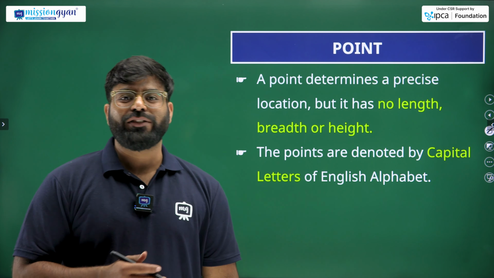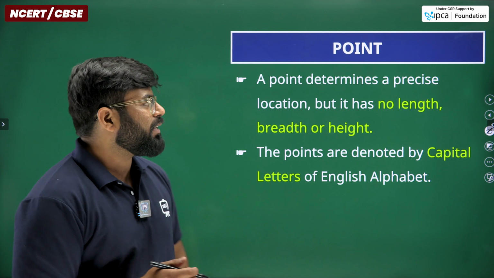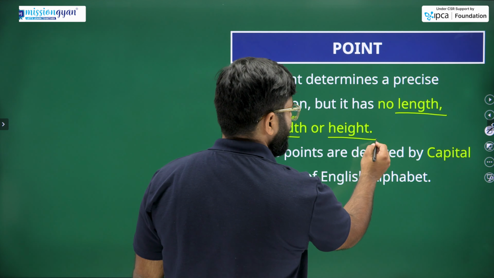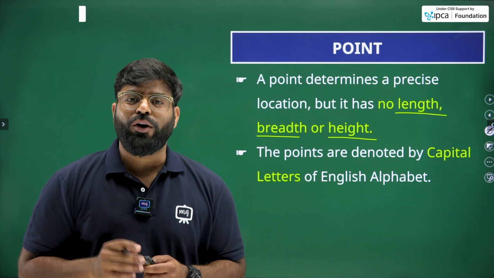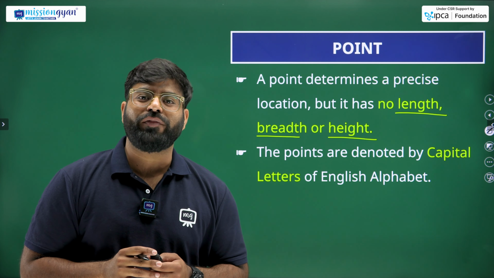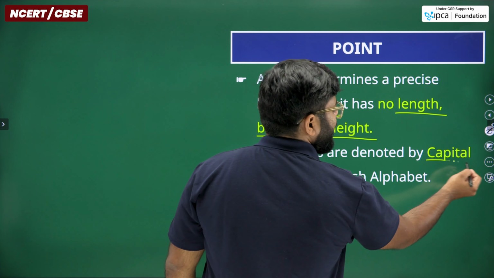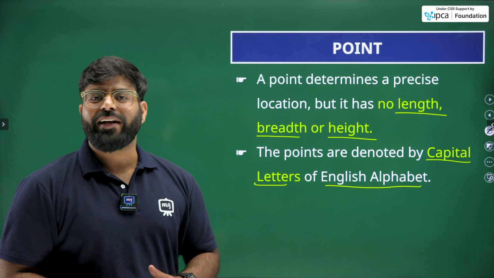So what is a point? As you can see on the screen, a point is used to describe a precise location and it does not have length, breadth and height. Second thing we know about a point is that to denote the name of a point we always use a capital letter of the English alphabet. I hope you have understood what is a point.